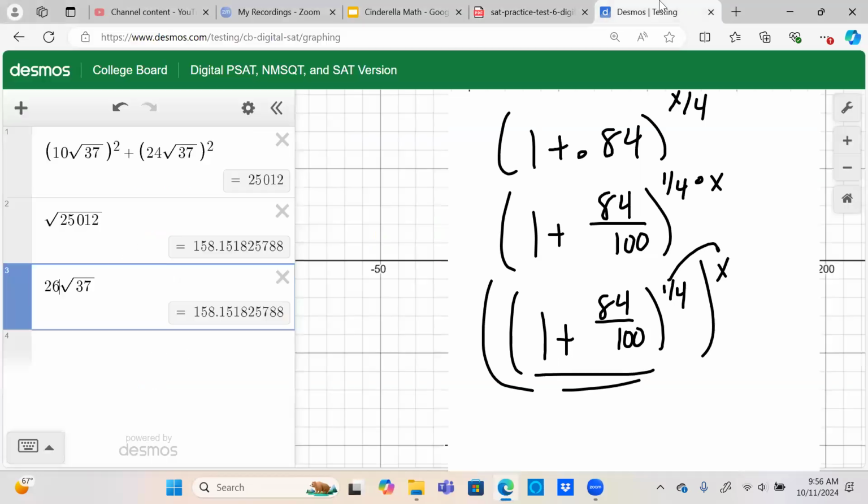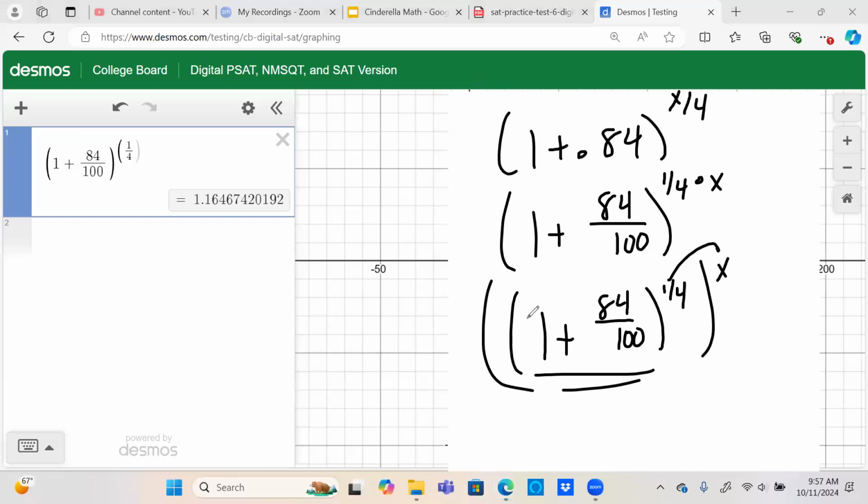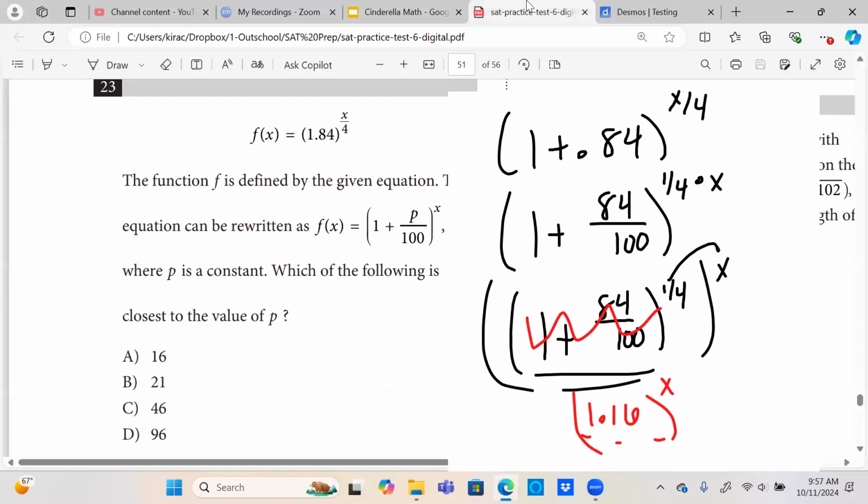So I'm going to take that over to Desmos. Because there's no x, that's just numbers. So we can do that. 1 plus 84 over 100 to the power of a 4th. And that is 1.16, and so on. So this inner part is 1.16, and you still have the x. There we go. That gives you A. This is approximately 16 hundredths. We round it off. It does say which is closest. There we go. Ooh, I do not think I explained that well.